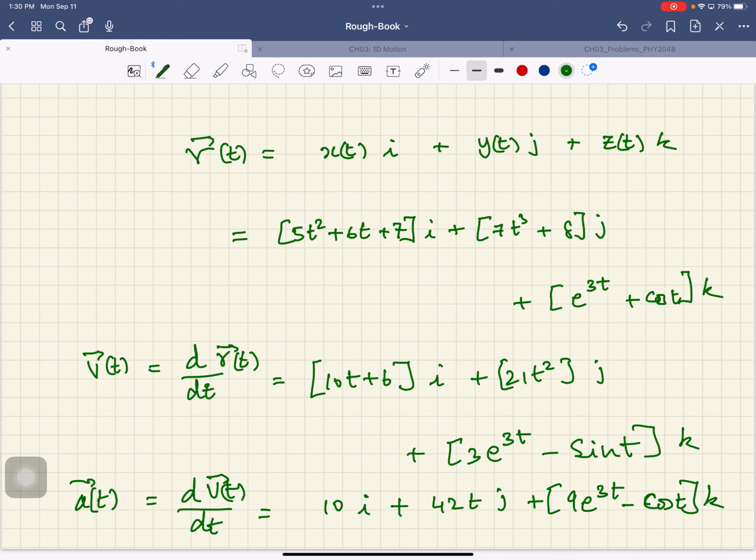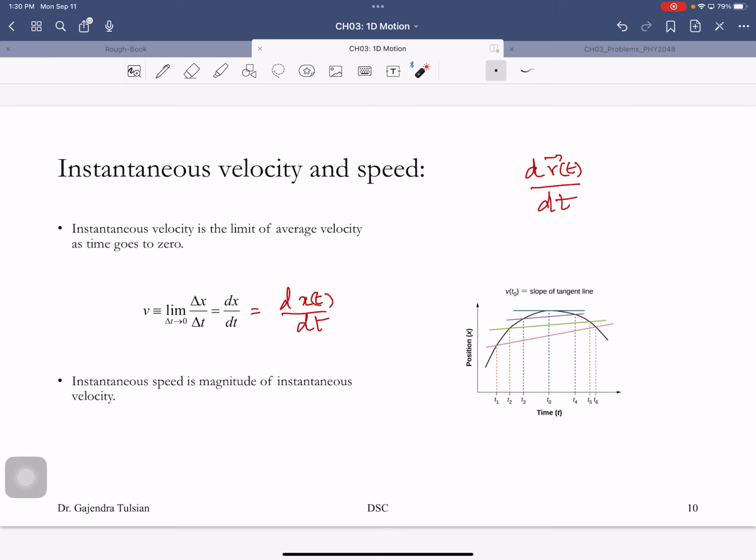Again, don't worry about it even if you didn't understand this. What we are telling you is, here's the position as a function of time. Here's a 3-dimensional motion. What you are interested in is calculating these 2 quantities, velocity and acceleration. Okay? All right.